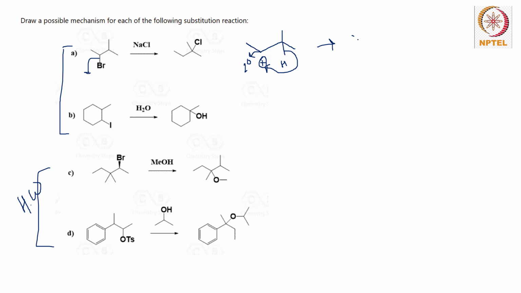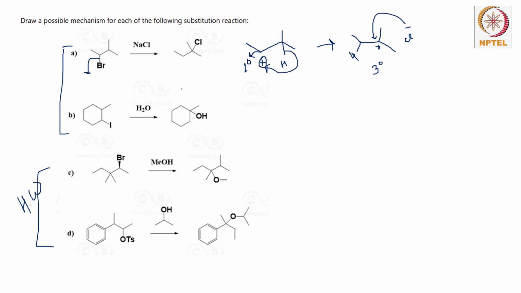Then we will get our carbocation at this position, because hydrogen has been shifted to this position. Now the nature of the carbocation is 3 degree. And Cl minus will attack and we get our desired product. Okay, I hope it's clear.